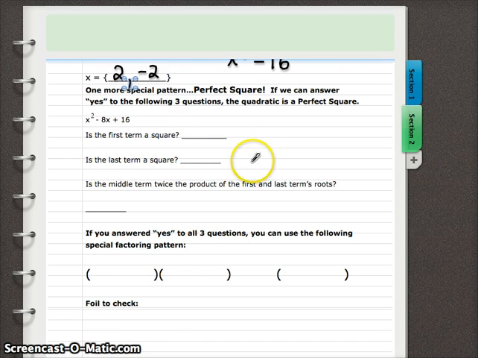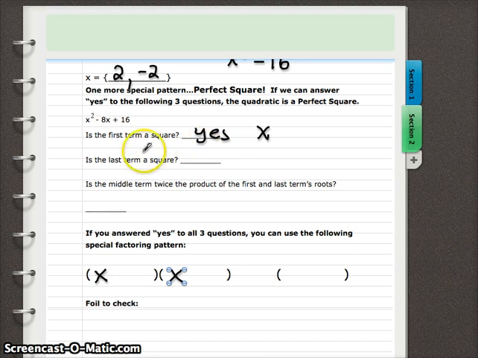So let's start asking the questions. Is the first term a square? Well, is x squared a square? Yeah, we could take the square root of it. What's the square root? Well, the square root is x. So what we do is we place the square root of the first term in the first part of our parentheses down here.